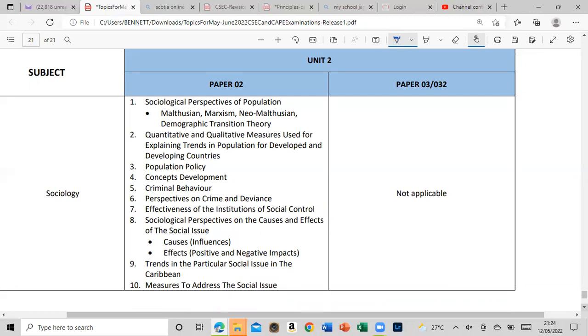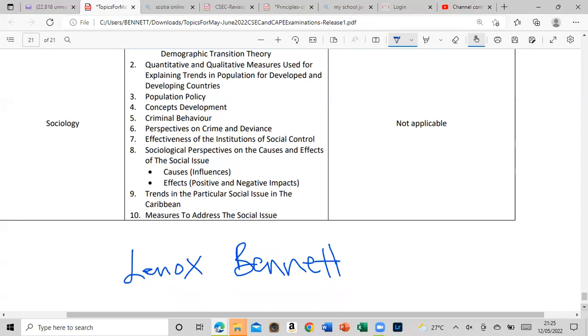5, criminal behavior. 6, perspectives on crime and deviance. 7, effectiveness of the institutions of social control. 8, sociological perspectives on the causes and effects of social issues: causes, influences, effects, positive and negative impact. So you're going to explore all of those. 9, trends in particular social issues in the Caribbean. And 10, measures to address the social issue. And for the final one, it is not applicable.